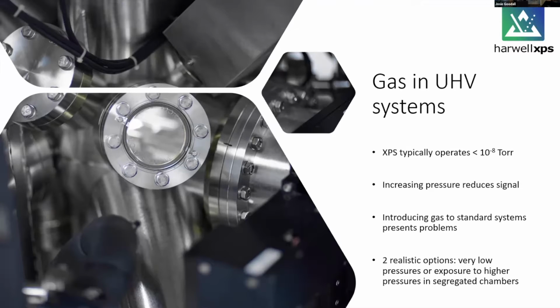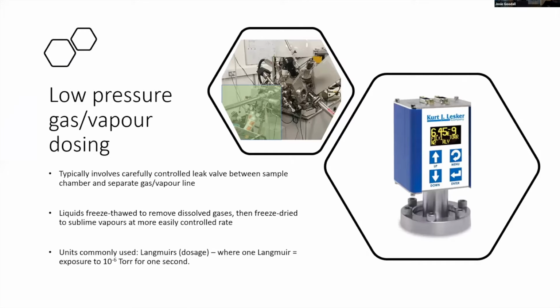You can either work at very low pressures, which are compatible with UHV systems, or, as Phil mentioned in the last talk, you can move your sample between an analysis chamber and a segregated chamber for gas treatments. So first, we're going to have a quick look at some low pressure dosing studies on a UHV system.